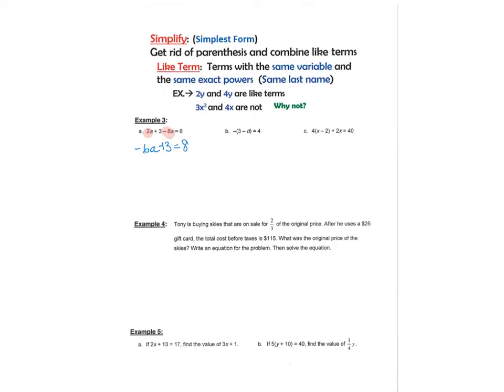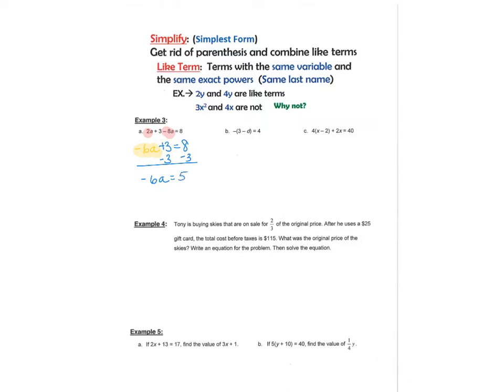Now the right-hand side's already simplified. It only has an 8. There's nothing I can do to that. So now I'm solving like normal. So I've got my variable with its coefficient. So I'm going to get rid of that plus 3 first. I'm going to subtract 3 from both sides. And I get negative 6a equals 5.